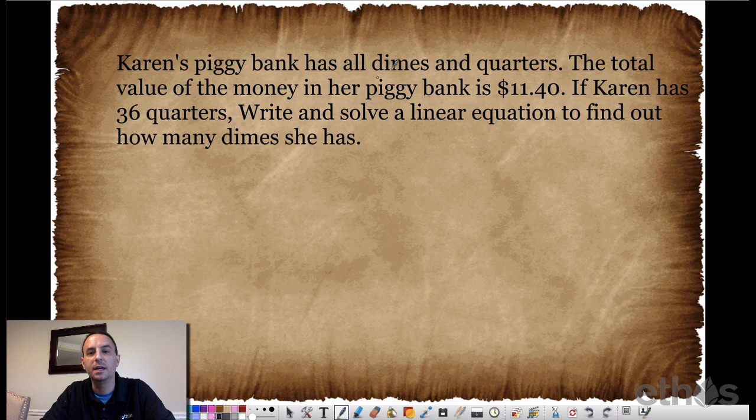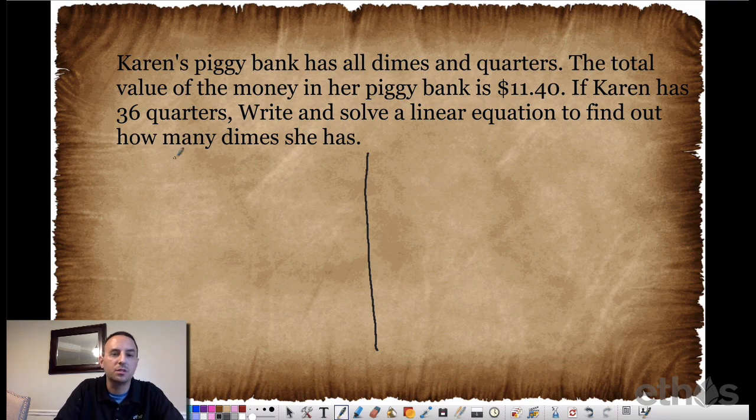So Karen's piggy bank is all dimes and quarters. The total value in her piggy bank is $11.40. If Karen has 36 quarters, write and solve a linear equation to find out how many dimes she has. Now, a lot of kids can manipulate this and go, oh, well, I can turn this into a slope-intercept problem, and you're very much right. I'm actually going to show it to you both ways, as it doesn't really matter which way you do it. And I wouldn't penalize you either way as long as you get the right answer. That's one of the great things about math.